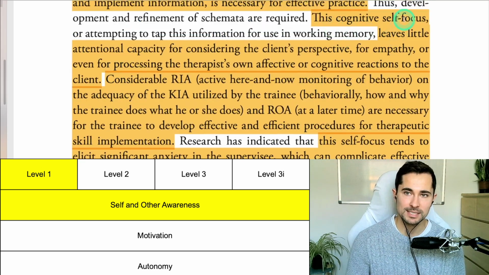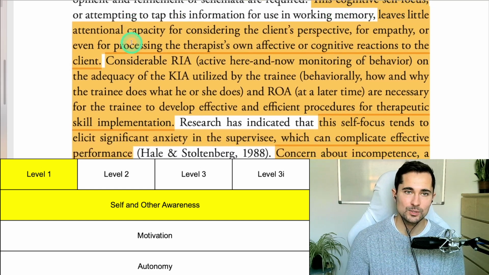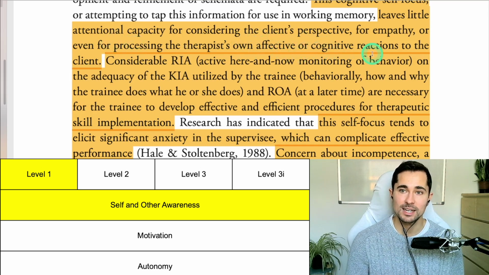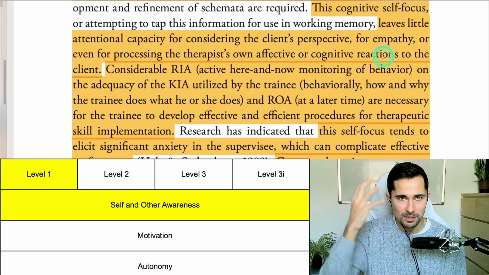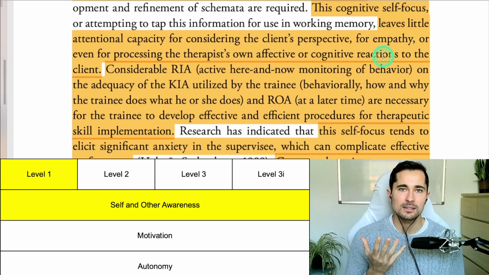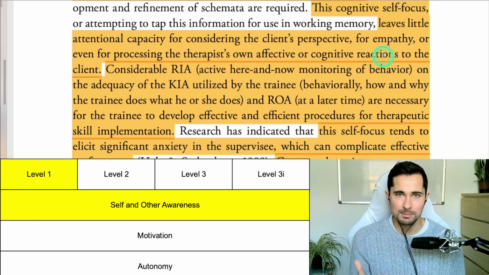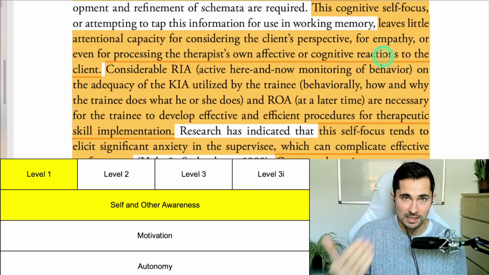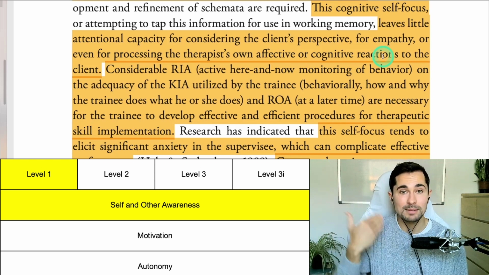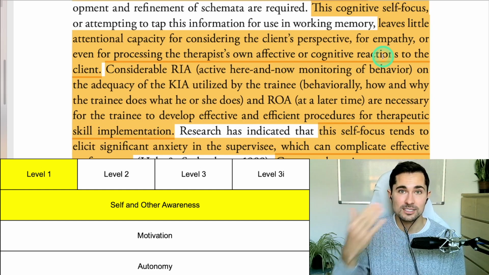This cognitive self-focus leaves little attentional capacity for considering the client's perspective, for empathy, or even for processing the therapist's own affective or cognitive reactions to the client. So my self-preoccupation with, let's say, conducting a particular intervention means I don't have enough space to also empathically put myself in the client's shoes in this moment, or even perhaps consider my own emotional reactions to what's happening in the moment.